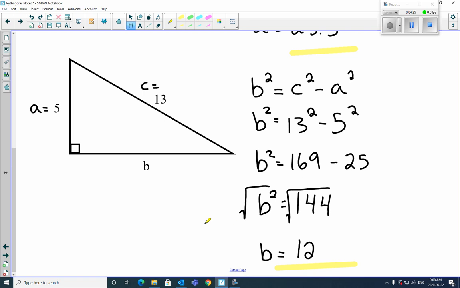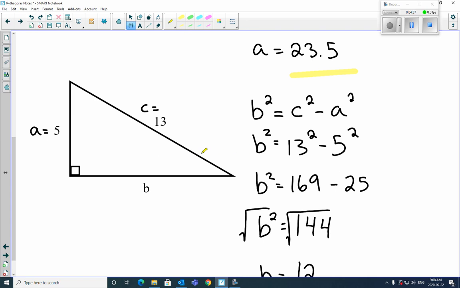So things to remember here. The legs are the shorter sides. The hypotenuse is the longest, across from the right angle. If you're finding the hypotenuse, you're going to add. If you're finding a leg, you're going to subtract. That's the main key to take from this one.